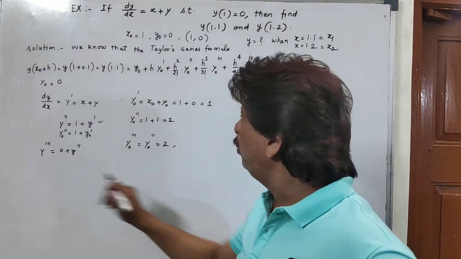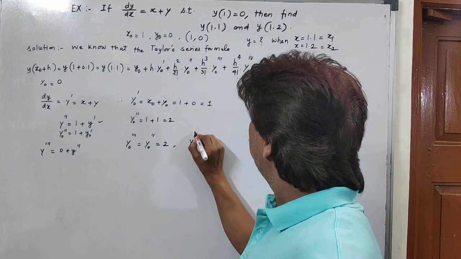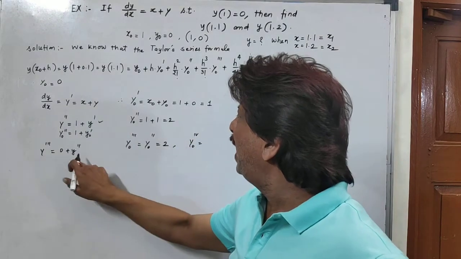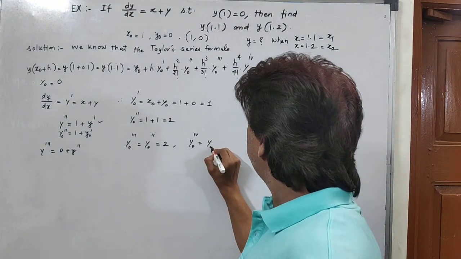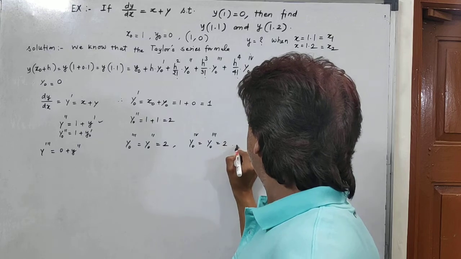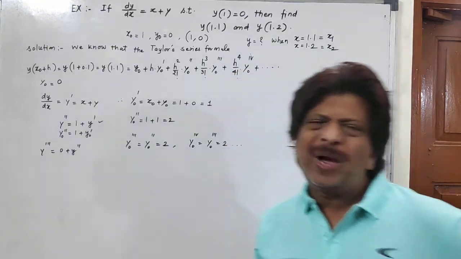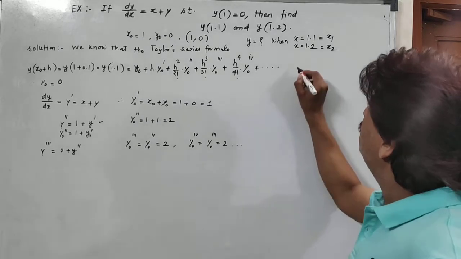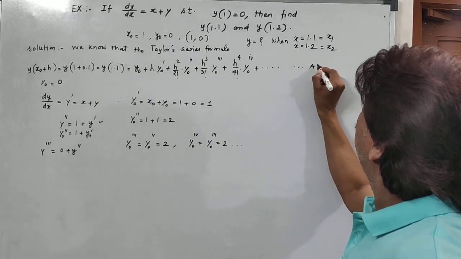Similarly, y4 0 dash would be equal to y3 0 dash. y3 0 dash is 2, and so on. So I have determined these 4 or 5 derivatives. I shall substitute this in equation A.